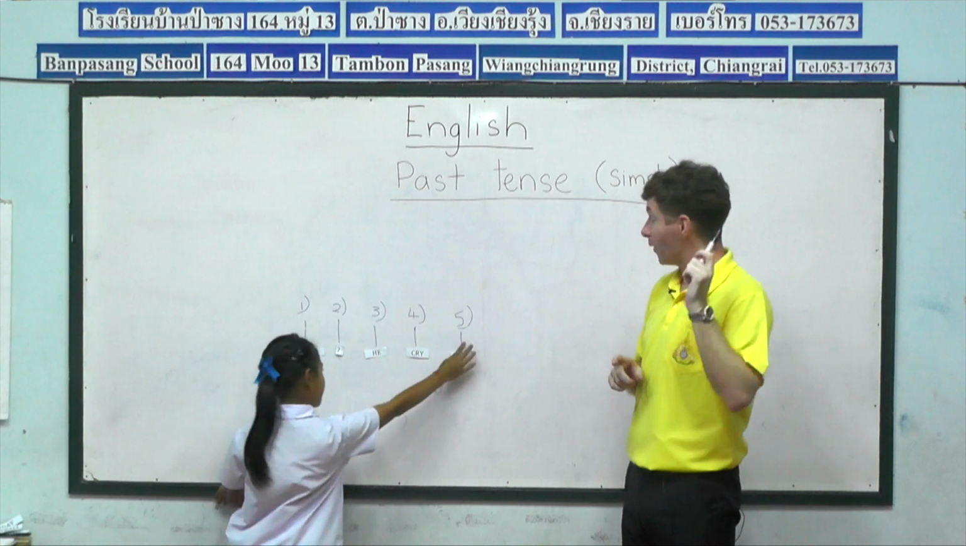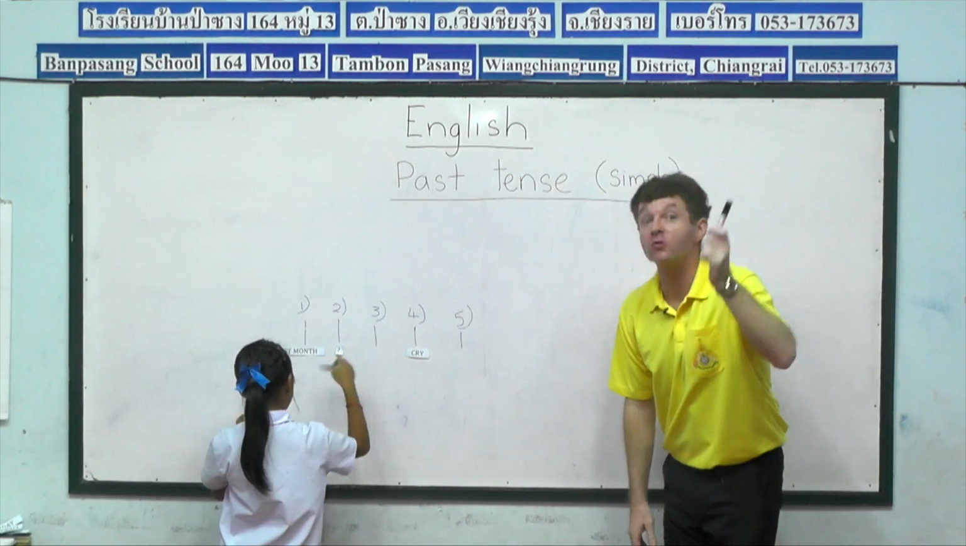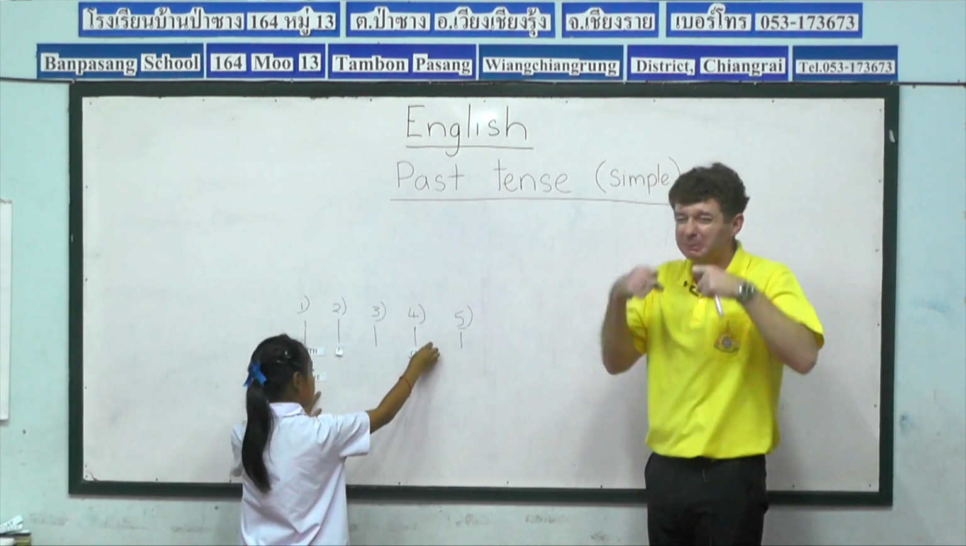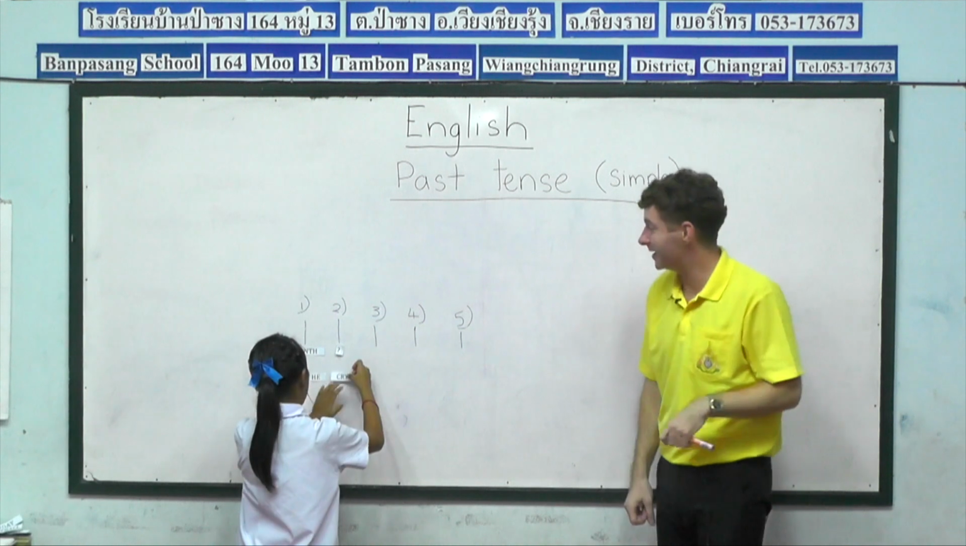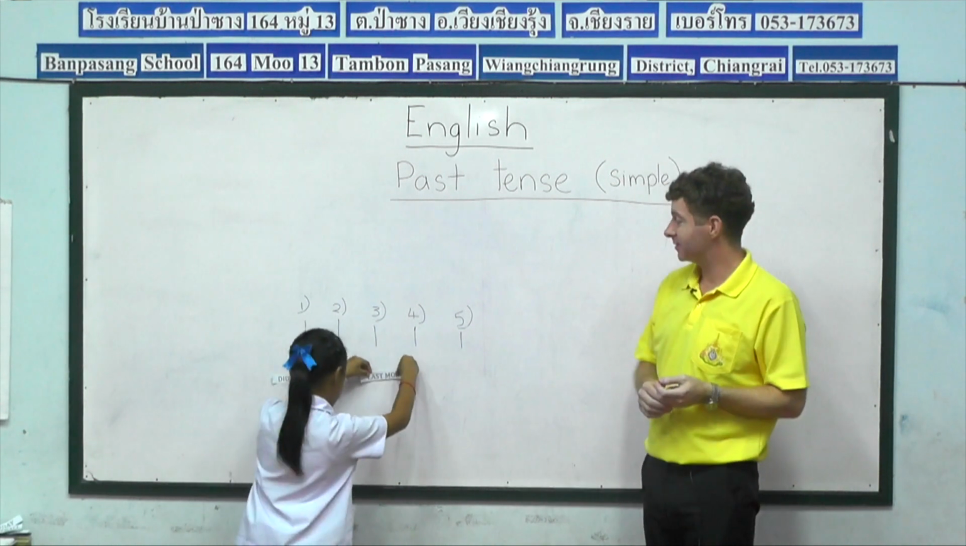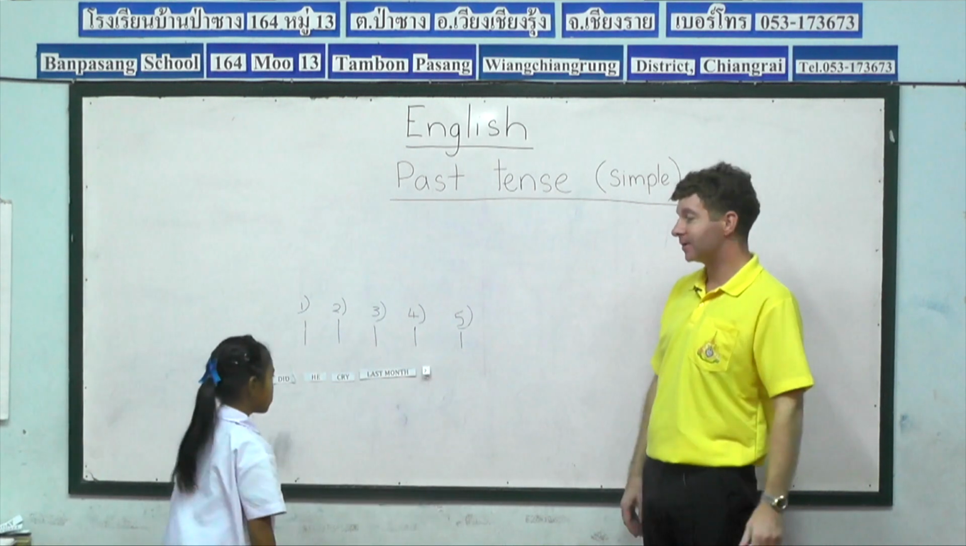Did is always first. Well done. So, Pak Bung, did. Next one, subject, he. Well done. Then verb, cry. Time period, last month. And finally, question mark. Pak Bung, that's excellent.